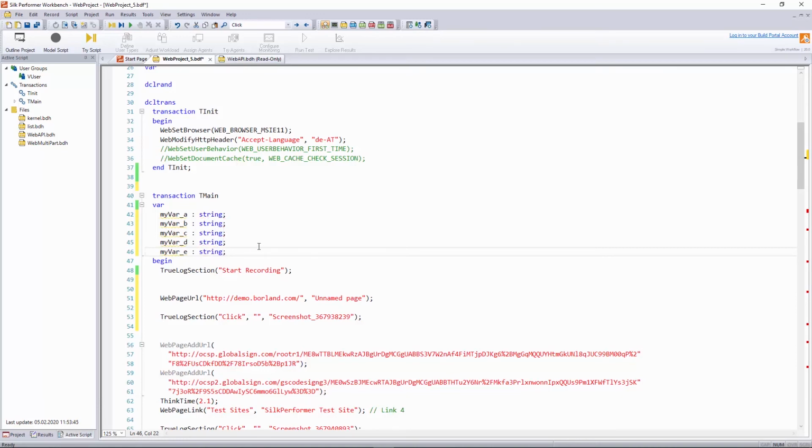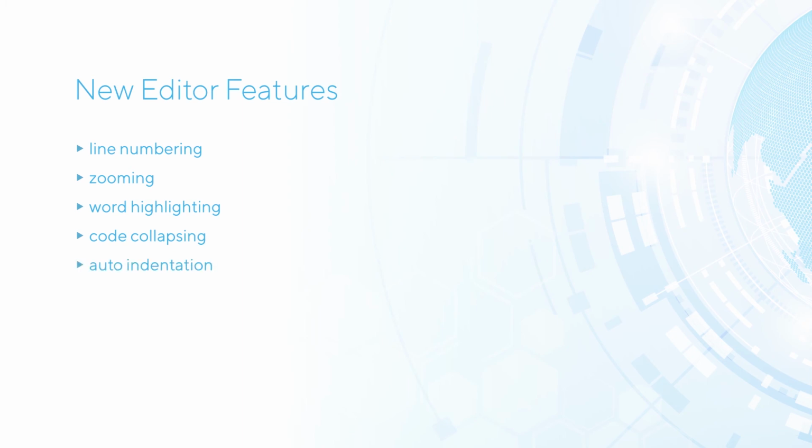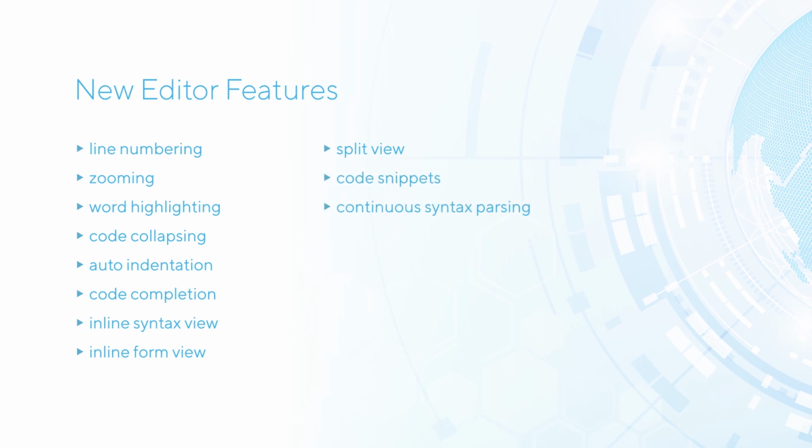Let's quickly recap what we've covered in this video. The new code editor of Silk Performer provides a variety of features: line numbering, zooming, word highlighting, code collapsing, auto indentation, code completion, the inline syntax view, the inline form view, a split view, code snippets, continuous syntax parsing, inline variable declaration, a refurbished Active Script pane, a rich find and replace feature including find in files, as well as a number of keyboard shortcuts for enhanced productivity.